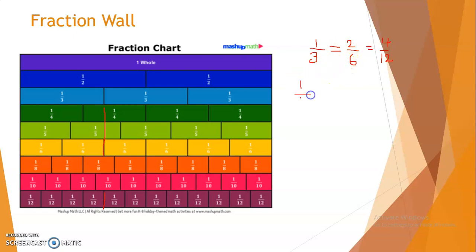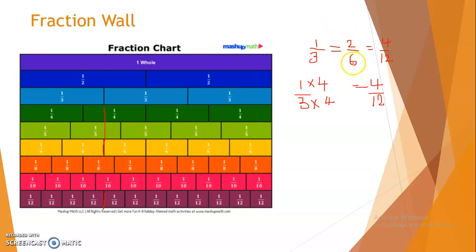Similarly, we can multiply the numerator and the denominator of 1 by 3 by 4. You get 4 by 12. Like this, we get another equivalent fraction. So from this, we can conclude that to find an equivalent fraction, multiply the numerator and the denominator by the same number. Any number will do.